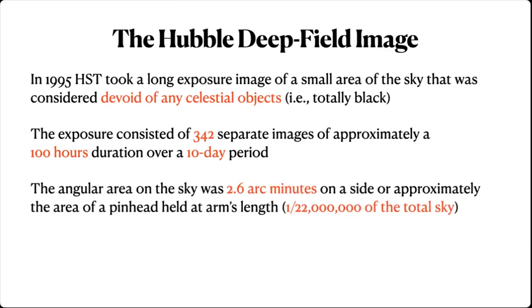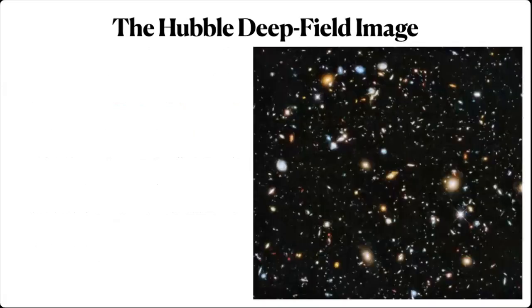This area of the sky is about 2.5 arc minutes on the side, which is approximately the size of a pinhead if you hold it at arm's length. And there are 22 million of these little patches required to cover the whole sky. So we're talking about a very small segment of the sky. And here's the part of the image I'm showing that came back.